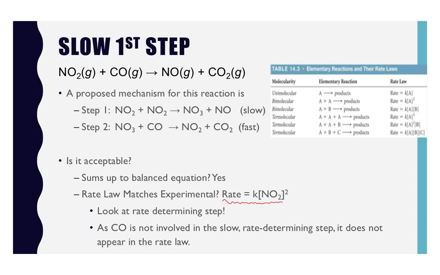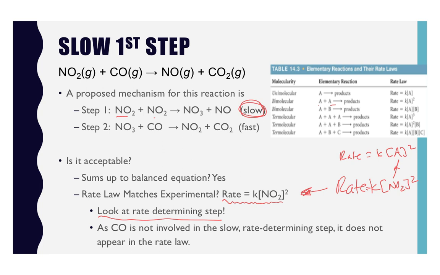So in order to figure that out, I'm going to look at the rate determining step. That's the slow one, okay? And this is a bimolecular of NO2 and NO2, so that's A plus A goes to products. And in that particular case, the rate law is rate equals k[A]^2. Well, A in this particular case is NO2, so rate would equal k[NO2]^2, which is exactly what the experiment determined that rate would be.